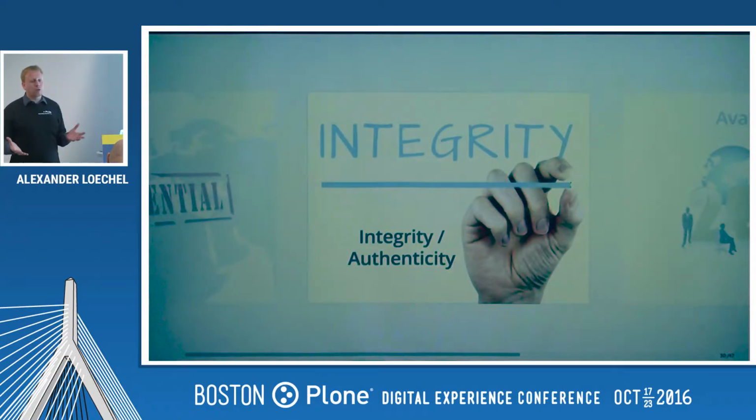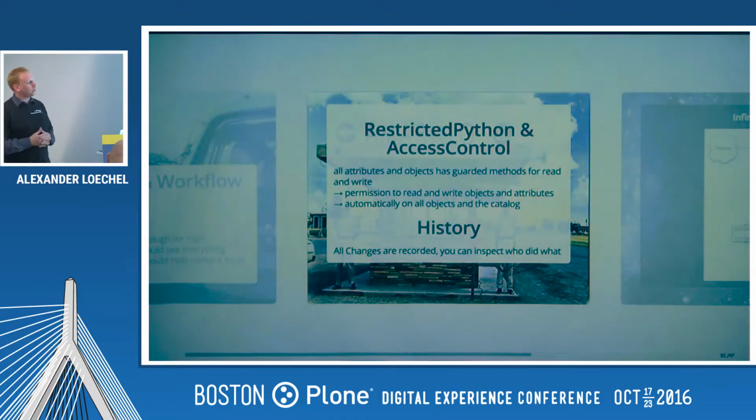So what about integrity and authenticity? So yeah, restricted Python and access control. All attributes and objects have guarded methods for read and write. Permissions to read and write on objects, attributes, views, and everything are applied automatically on all objects and all the things you look up through the catalog. We do have the history of objects, so we see automatically if someone has changed an object and who has changed it.